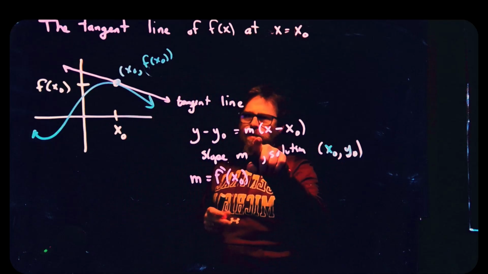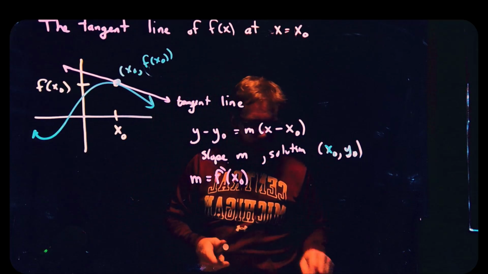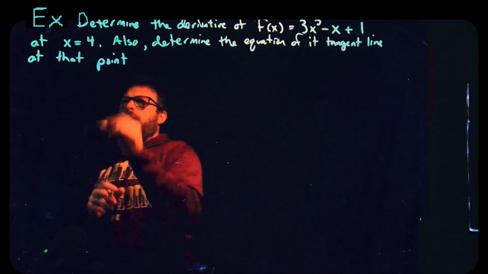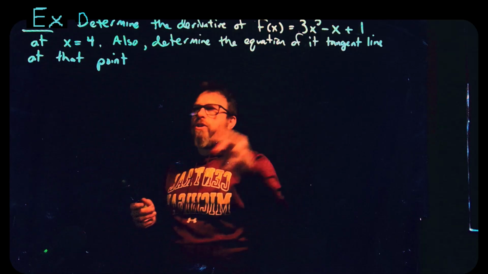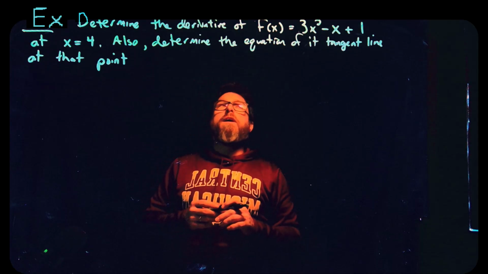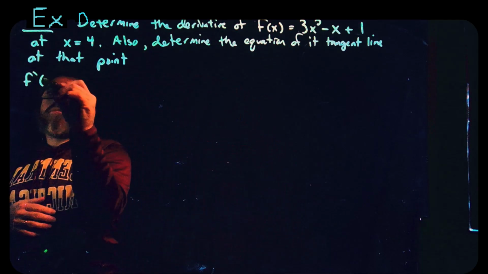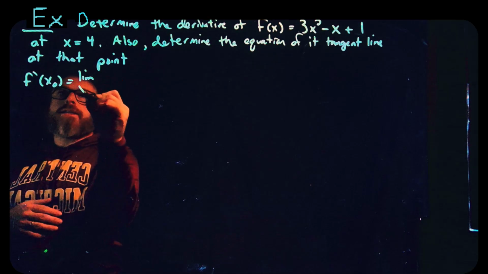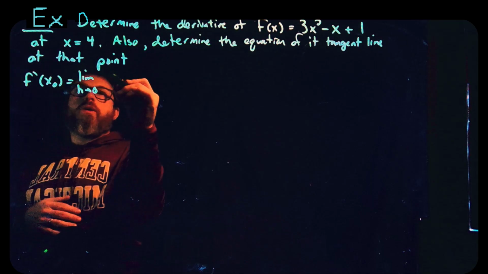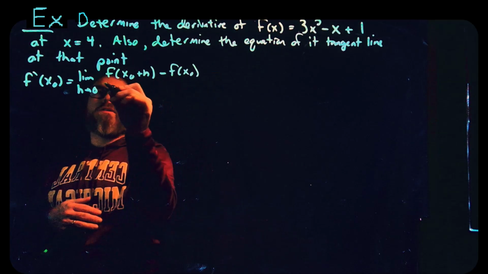So you'll have all the information. Really, just filling this thing out when you're done, you'll know the slope because of the derivative, and you'll also know the solution point. So in almost every example, we're going to find its derivative, and then we'll find the tangent line. They'll all be like this. I'm just going to pick a function, pick a point, and then we're going to determine the derivative of that function at that point, and then determine the equation of the tangent line at that point. So what we know is f prime of x naught is equal to the limit as h approaches 0 of f of x naught plus h minus f of x naught, all divided by h.